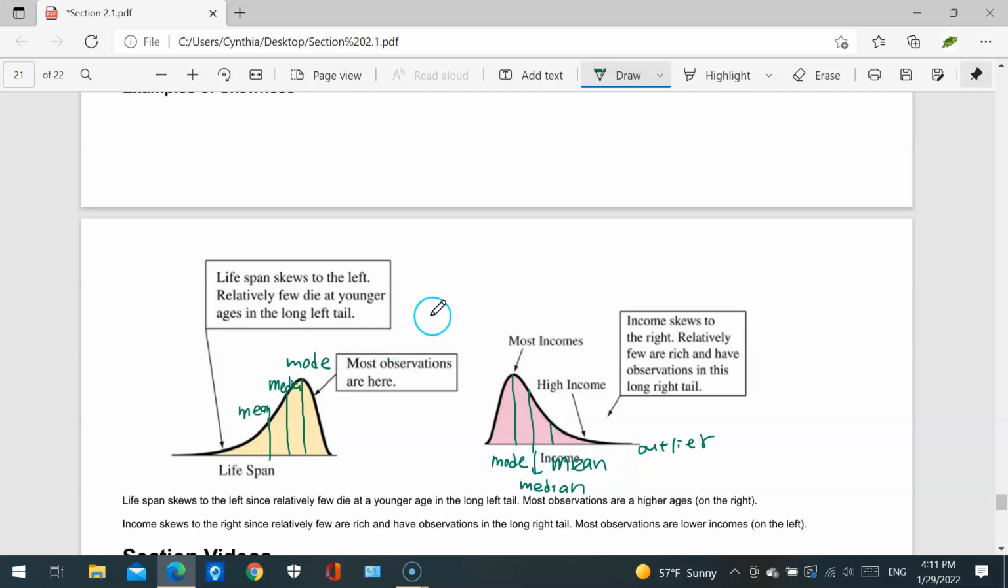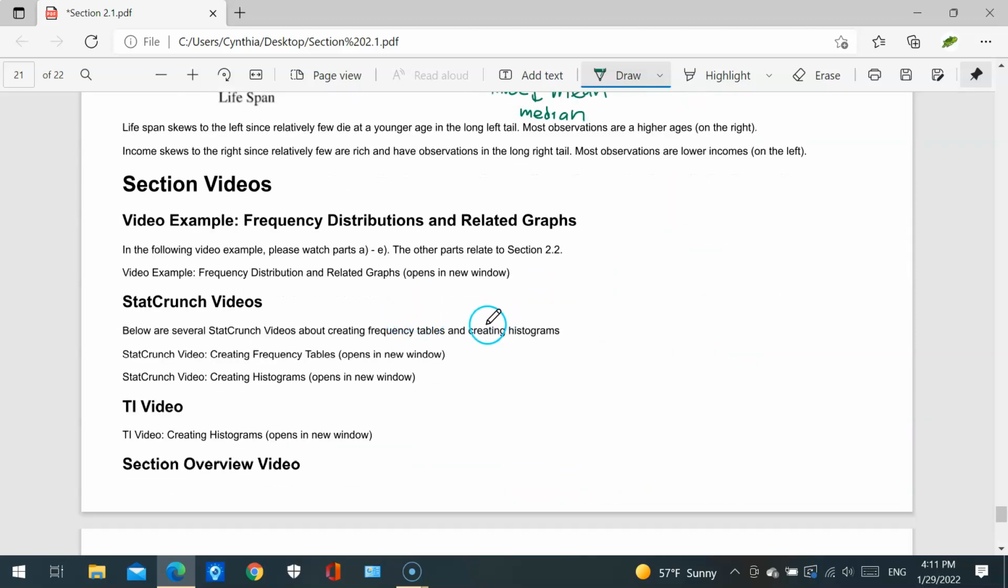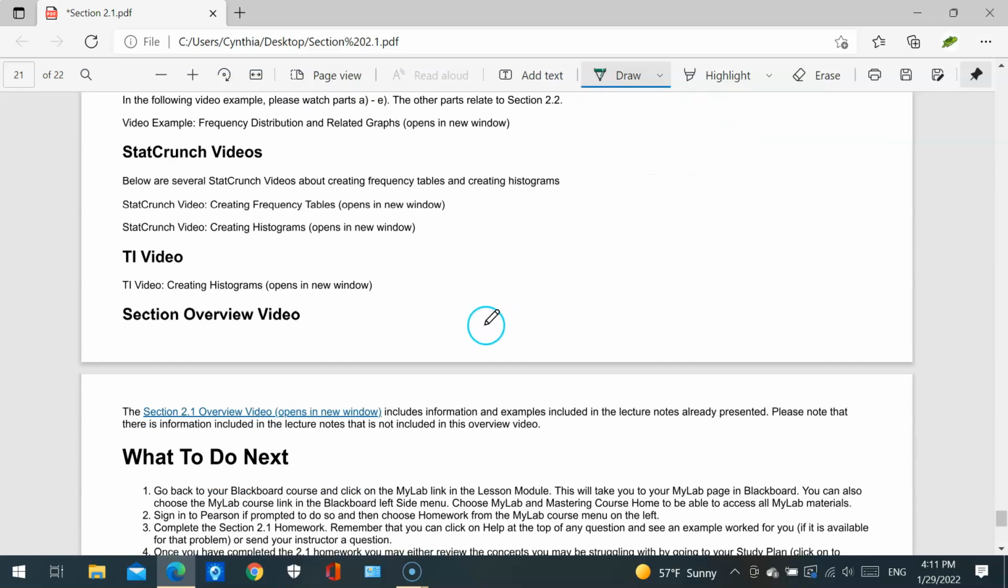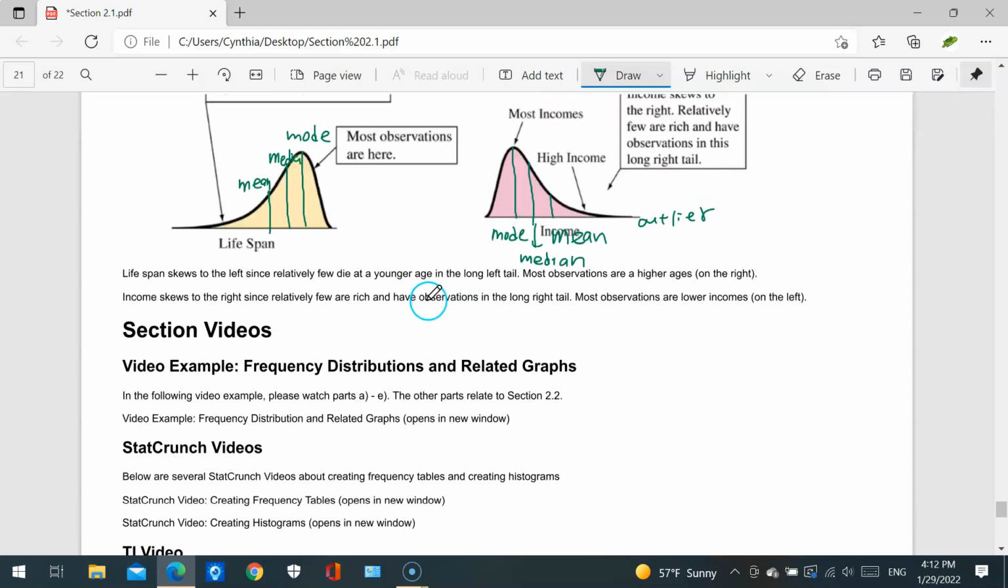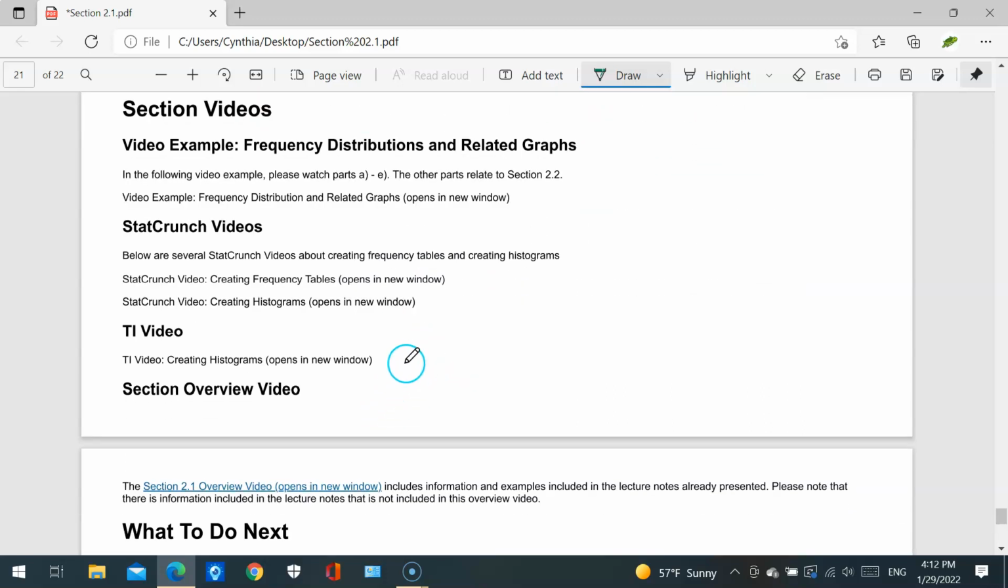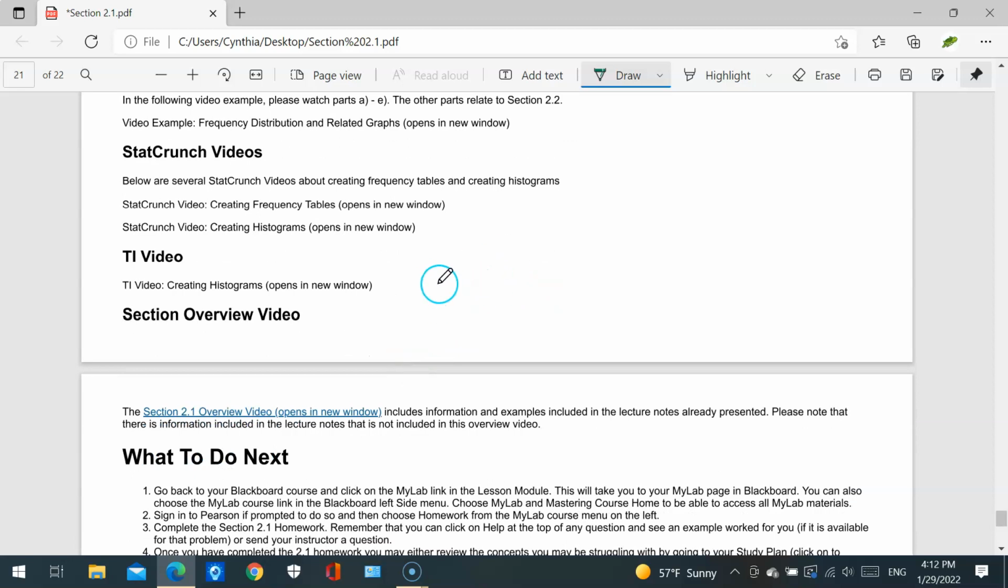So this is 2.1. Please move on to the MyMathLab assignment. And in the lesson module, there's a StatCrunch video. It has a video you can watch, and you can use StatCrunch to play the game. It also has another resource that lets you get more information on 2.1. If you have any questions, when we go back to class, feel free to let me know.